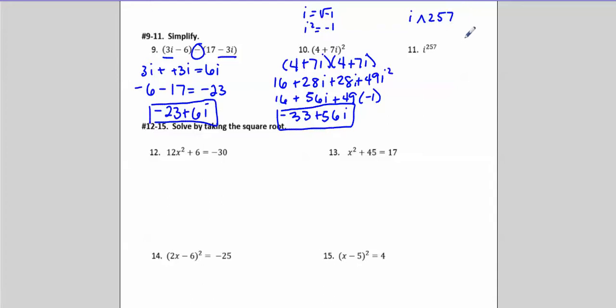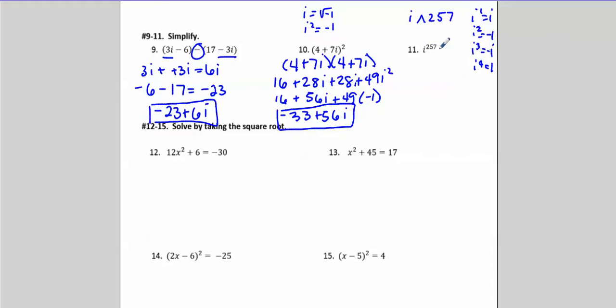What we're going to do is remember that i to the 1 is i, i squared is -1. i to the third would be i squared times i to the 1, so -1 times i, it's -i, and i to the fourth is going to be -1 times -1, so it's going to be +1. So whenever you have a problem like this, you want to take out the biggest multiple of 4 you can.